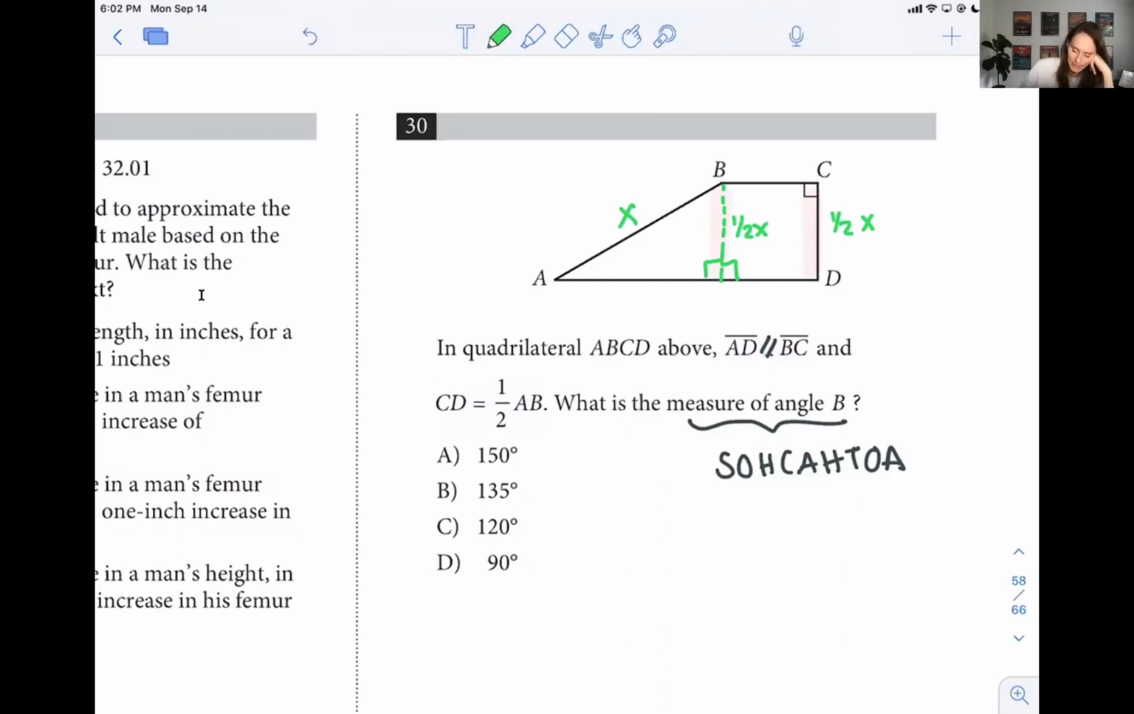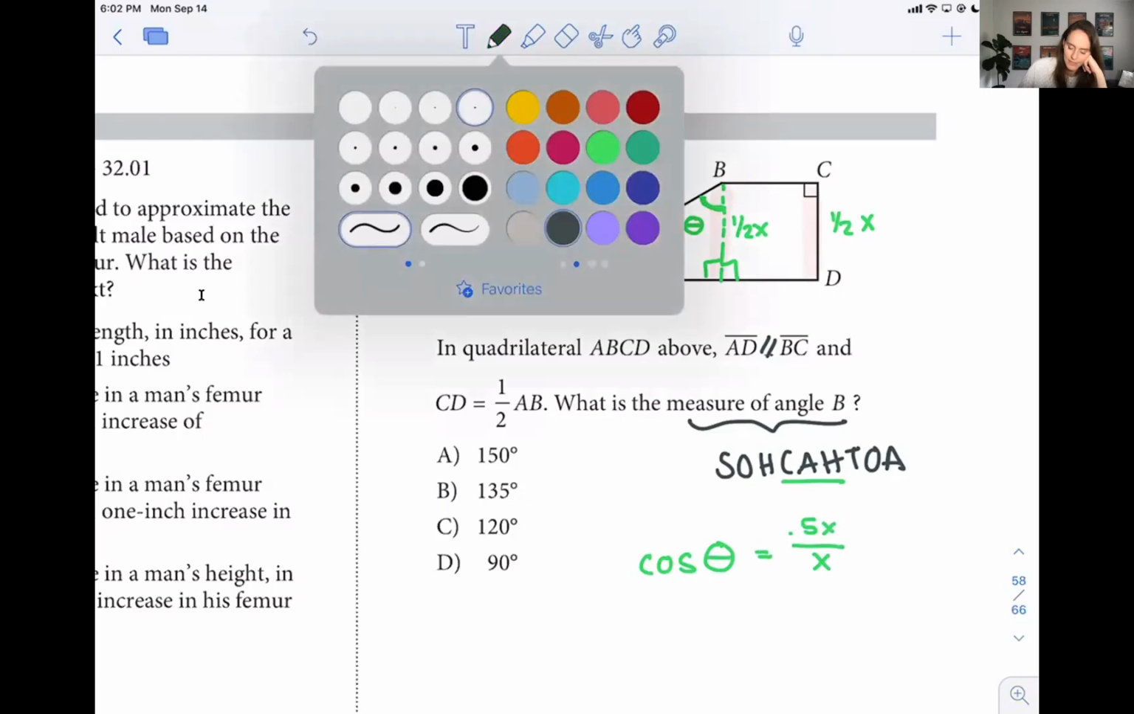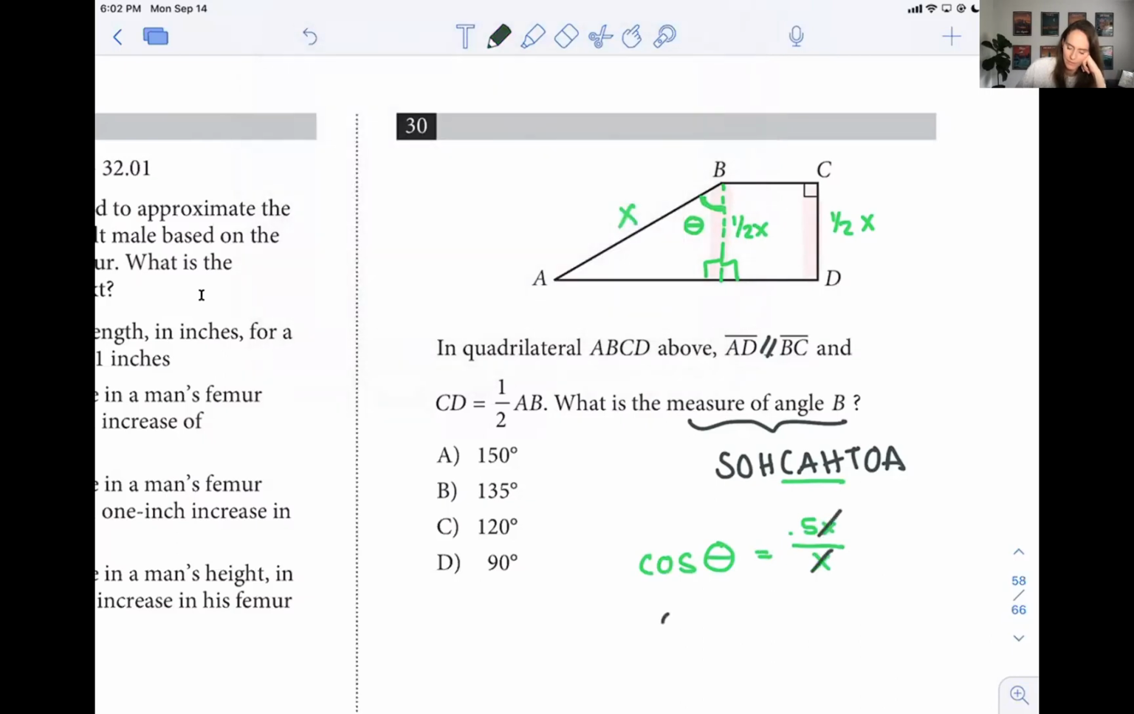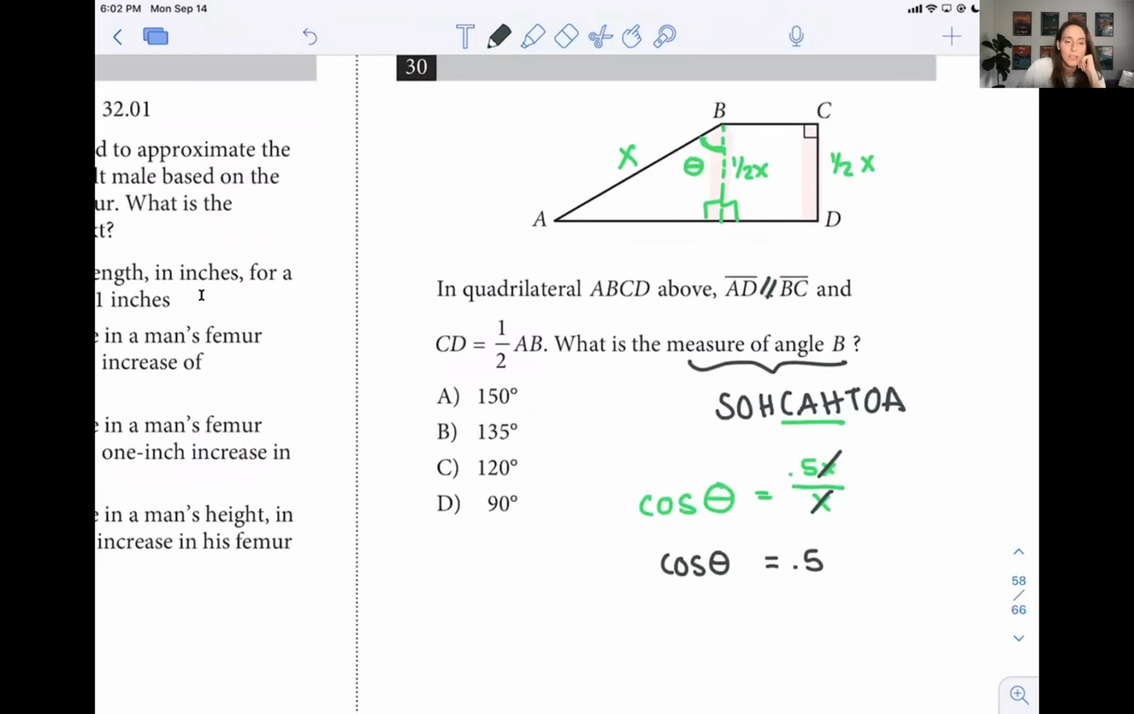So I'm going to say that cosine of theta, or this angle right here, we're going to call theta, equals 0.5x, or half x, over x. And our x's are going to cancel, and we're going to have cosine of theta equals 0.5. And in our calculator, we're going to say that theta equals cosine to the -1 of 0.5. And it's going to look like so in the calculator.